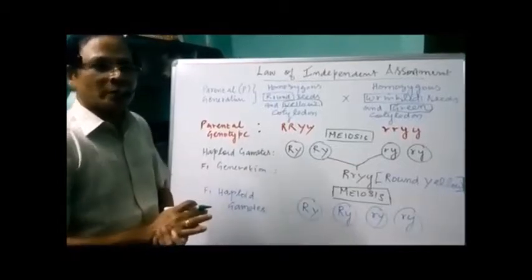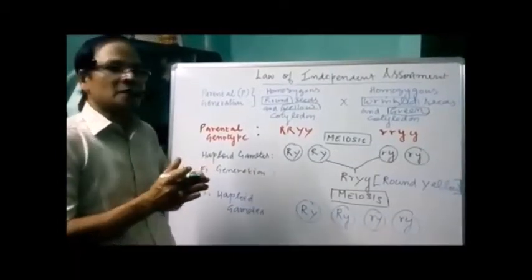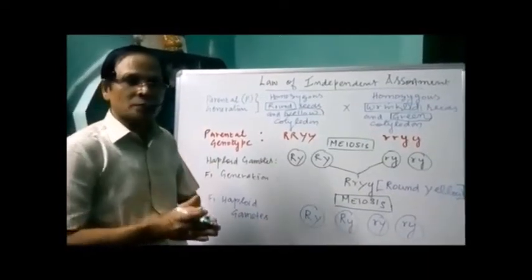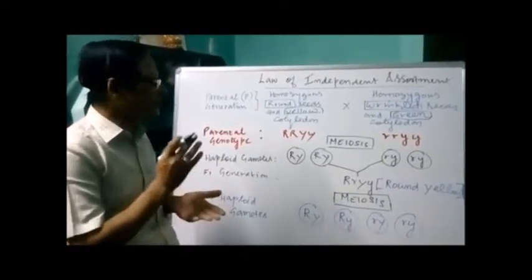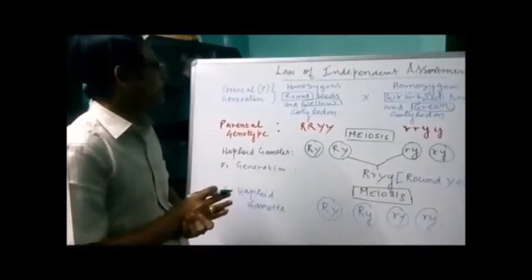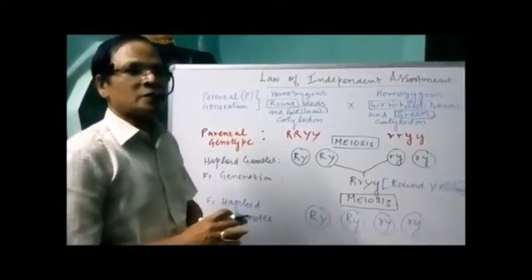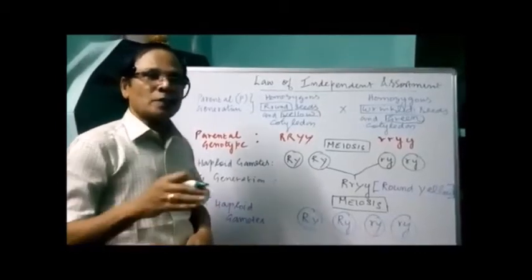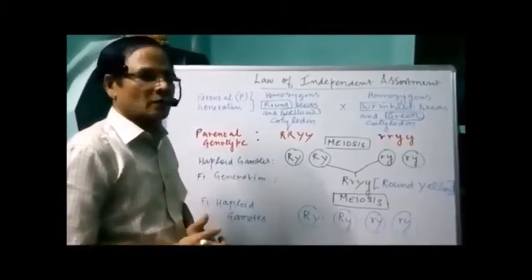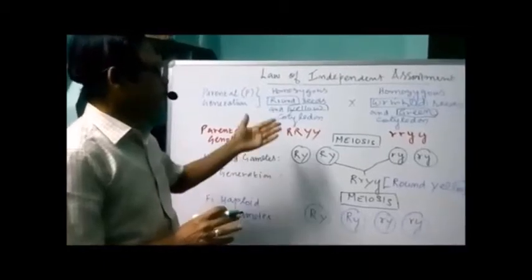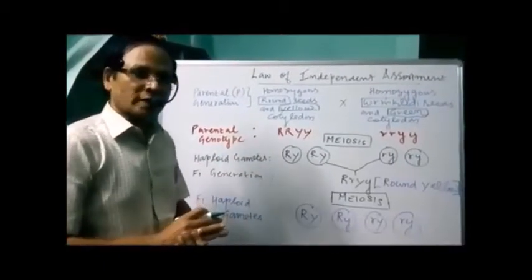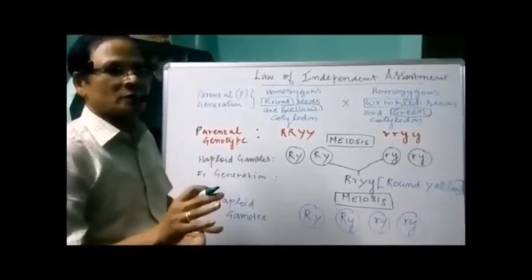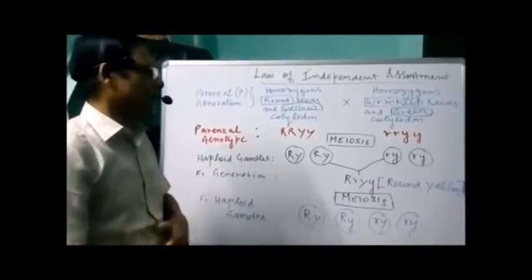This is possible because the genes are present on different chromosomes. The law of independent assortment is possible only when the genes are present on different chromosomes. That's why you can say the law of independent assortment is not universal. The meaning of that is that it is not applicable for all the characters of an organism. But in the case of Mendel, the characters he has chosen, this law is applicable. So it is not universal.